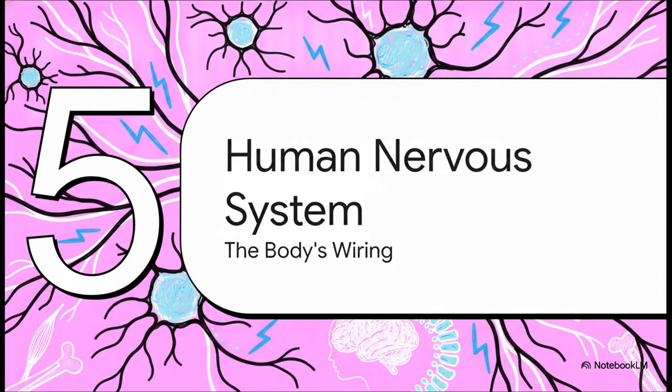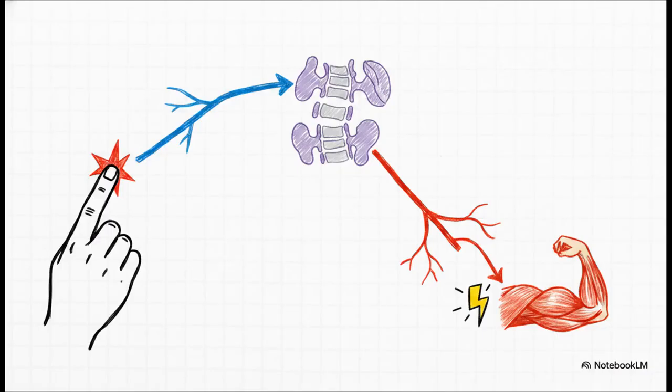Section 5. The human nervous system, the body's wiring. Having all these bones and muscles is completely useless without a control system to transmit electrical impulses to them. So the crucial point is that the nervous system is this highly organized network originating in the brain and spinal cord, branching all the way out through spinal nerves.